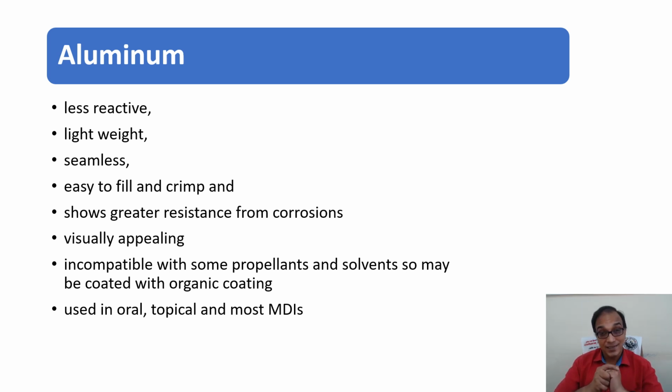Aluminium is less reactive and lightweight compared to steel. It is seamless, easy to fill and crimp, shows greater resistance to corrosion, and is visually appealing. But it is incompatible with some propellants and solvents, so it may be coated with an organic coating which may provide protection. It is used in oral, topical, and most MDIs, metered dose inhalers.